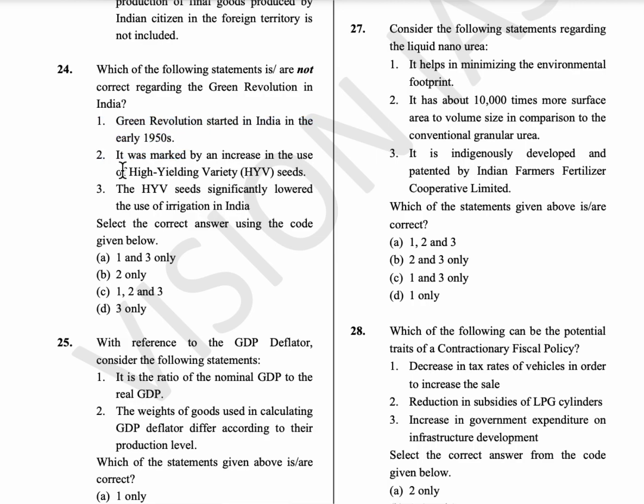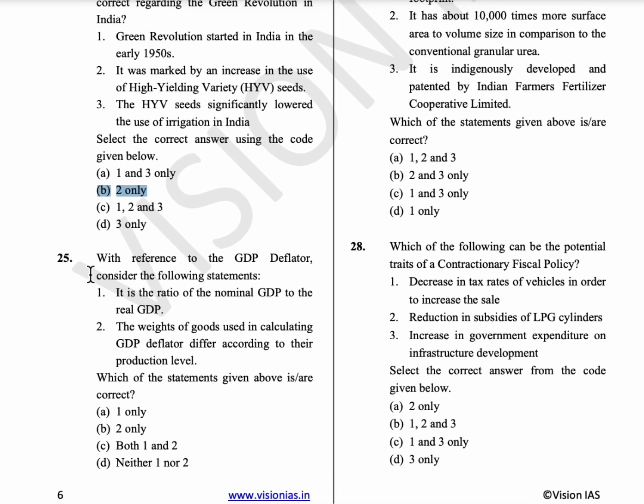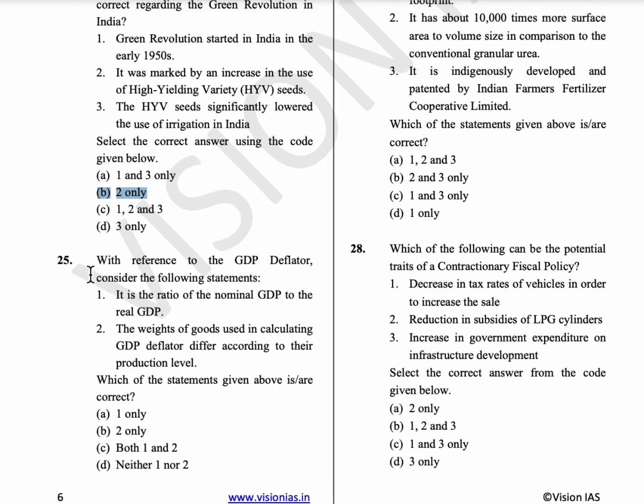Second statement, it was marked by an increase in the use of high yielding variety seeds. So second statement is correct. Third one is the high yielding variety seeds significantly lowered the use of irrigation in India. So here these HYV seeds have significantly increased the use of irrigation in India. So statements 1 and 3 are wrong. So only option 2 is correct. So option B.